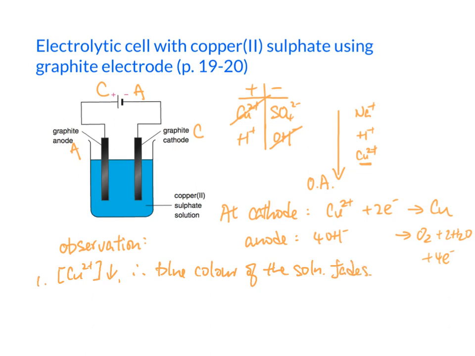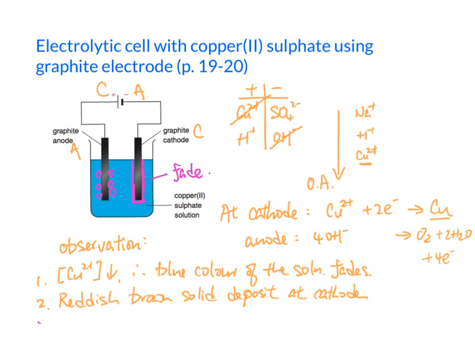Second, you can also see Cu, so you may observe a reddish brown solid deposit at cathode. Last thing, we'll also see some colorless gas bubbles form at anode. So it will be more or less like this: you have solid formed, you got bubbles here, and then the solution fades. The third one is the colorless gas bubbles.